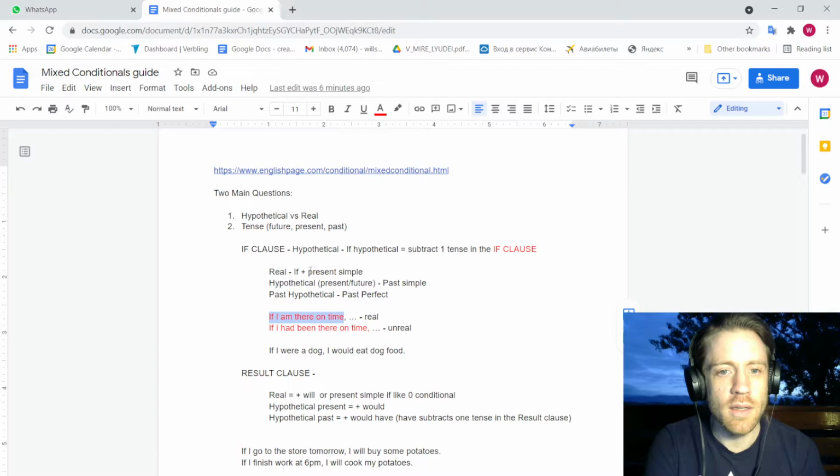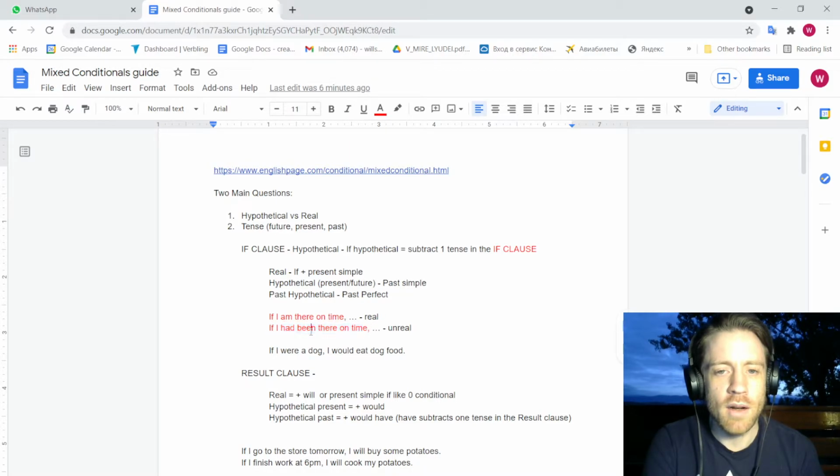Okay, it's going to look like present simple pretty much all the time. Remember that you cannot use will in the if clause, okay? Ever. Don't ever do that. Next. Now this one's a bit more complicated. Why don't I give you a second to think about it?